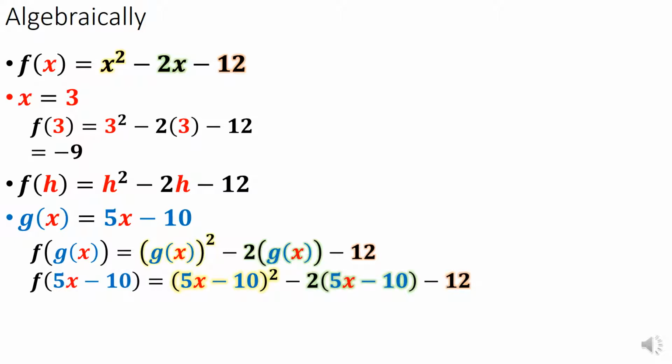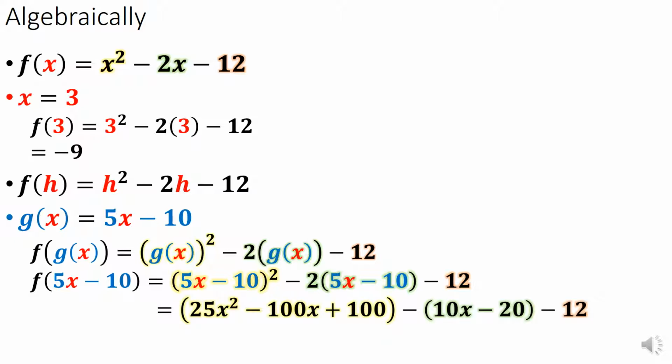Now I know that g of x is 5x minus 10, so I can expand that out. On the left side, I've just written f of 5x minus 10, which is the same as f of g of x. On the right side, you notice that I've replaced g of x with 5x minus 10. So in the yellow, I have 5x minus 10 squared. Remember that a binomial, when we square it, has to be squared by taking 5x minus 10 times 5x minus 10. We also have 2 times 5x minus 10, which we can expand out by distributing the 2 through that binomial. And again, the 12 at the end is not affected because there's no x involved. When we do all that, we get 25x squared minus 100x plus 100, which is equivalent to everything in yellow. We get 10x minus 20, which is equivalent to everything in green. And again, our 12 hasn't changed.